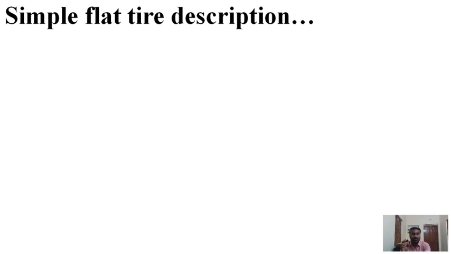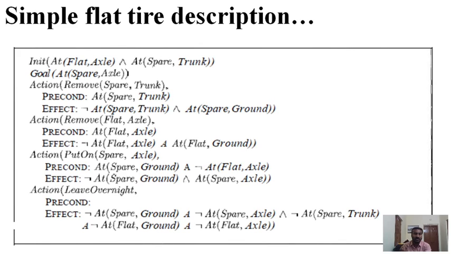Then what are those things? The simple flat tire description is given here, a small algorithm, where the same points are repeated again and again. Initially, what is the condition? Flat, axle, and spare, trunk, as already discussed in the actions. The spare is in the trunk and the flat is on the axle. What is the goal? A spare on the axle.